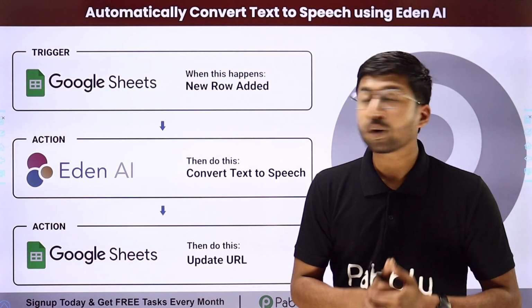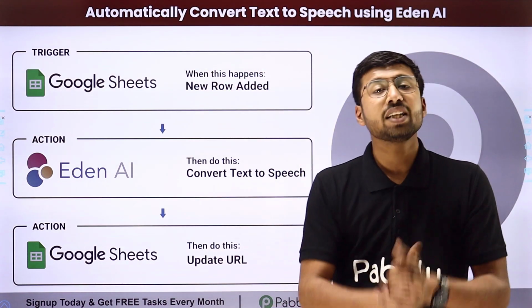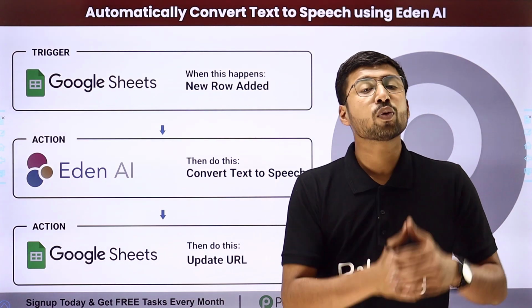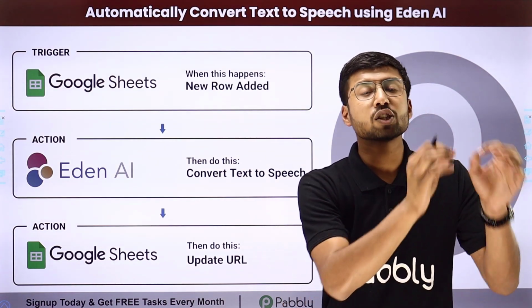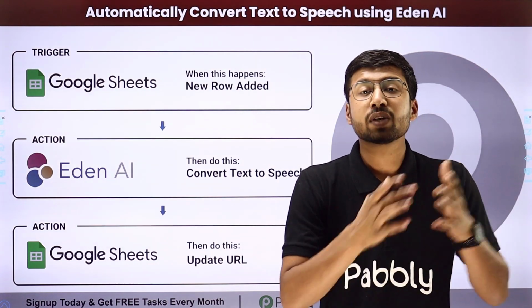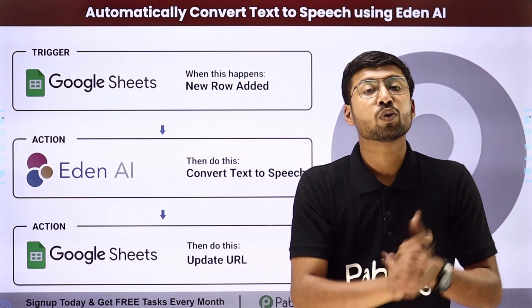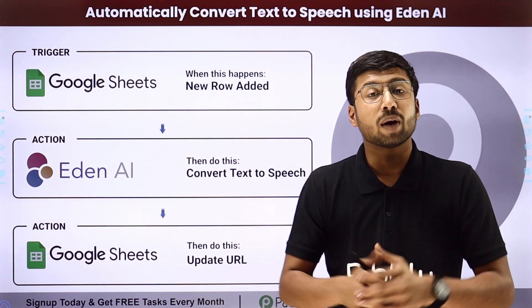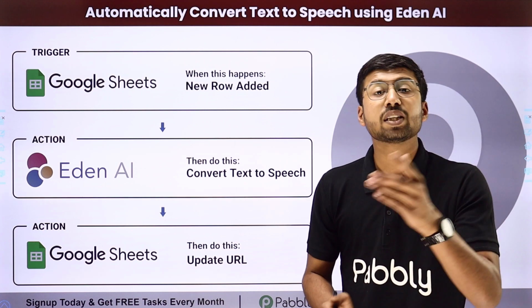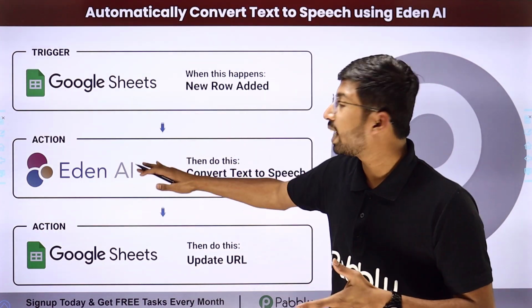So in this video, we are going to learn how to automatically convert text to speech using Eden AI. So in this way, we are going to create an automation using which just by entering some text content in your Google Sheet, you can automatically convert that text into speech and get the URL of that speech back in the Google Sheet as well. That too automatically. Yes, it is possible with the help of Pabbly Connect automation, which we are going to set up between Google Sheets and Eden AI.